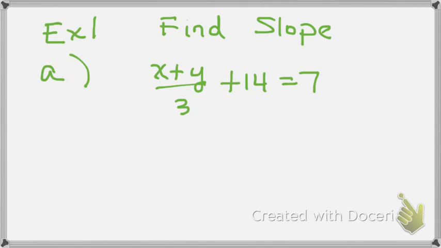You gotta get it in slope-intercept form. How can I do that? y equals mx plus b. Okay, how am I going to get there? You multiply by 3 and get rid of that complex fraction.